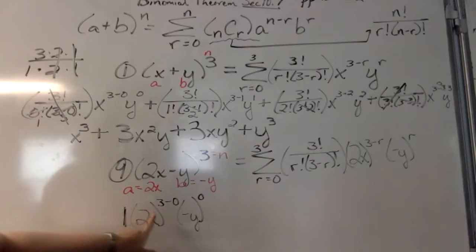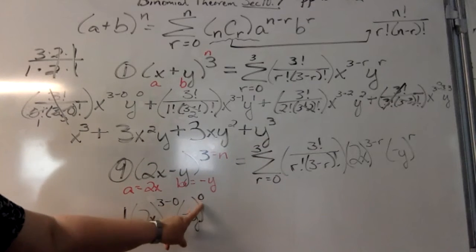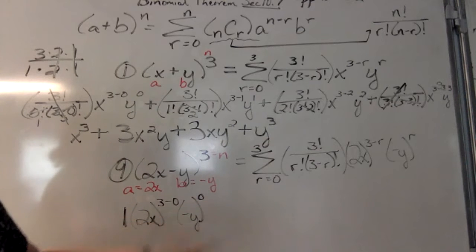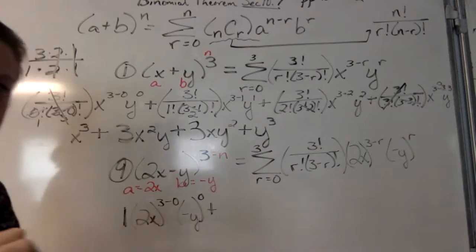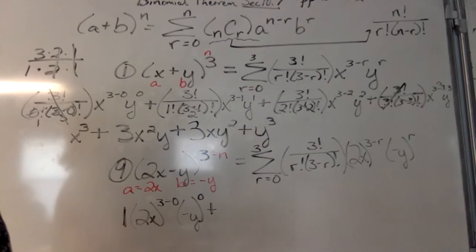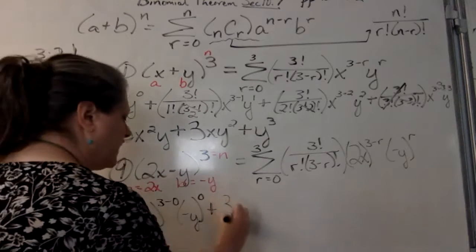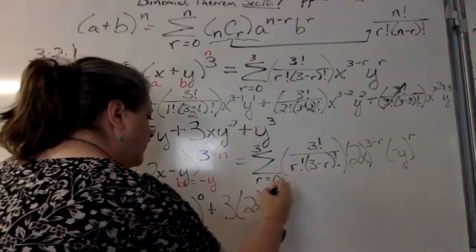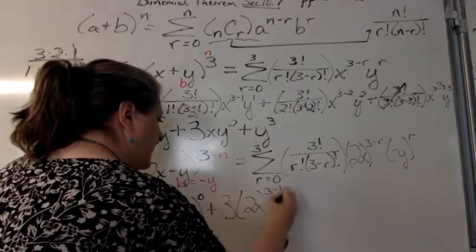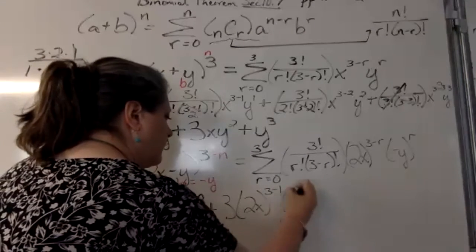I'm plugging in the 1, my coefficient from Pascal's triangle, 1, 3, 3, 1. So I have 1, and then I have my a to the n minus r, and my b to the r. The first one has r as 0. My second one, I let r be equal to what? 1. We go in order. My coefficient, that number up front, is going to be a 3 times 2x to the 3 minus 1 and negative y to the 1.